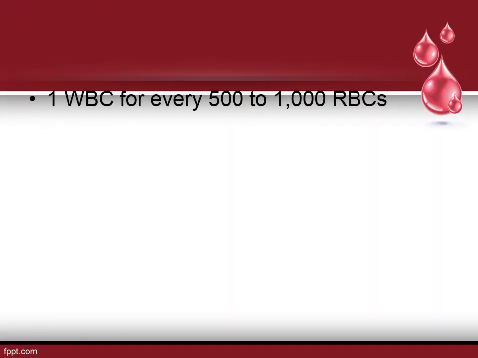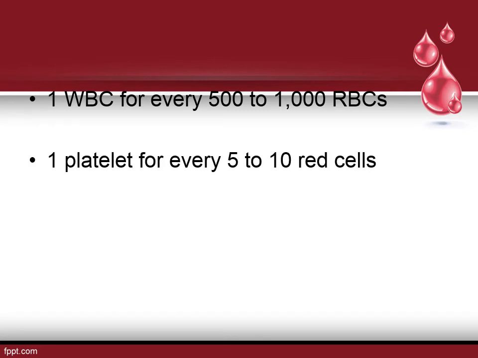So take note, there is one WBC for every 500 to 1000 RBC. If there is more than one WBC, it can be that the patient has leukemia. While if there is one platelet for every 5 to 10 red blood cells, it is a good manifestation that it is a normal condition.